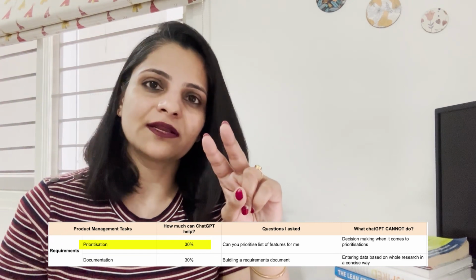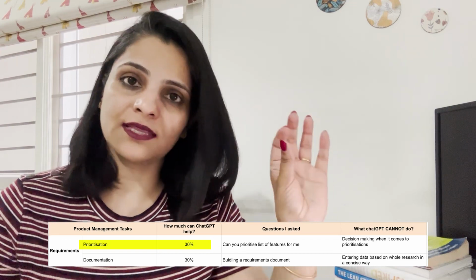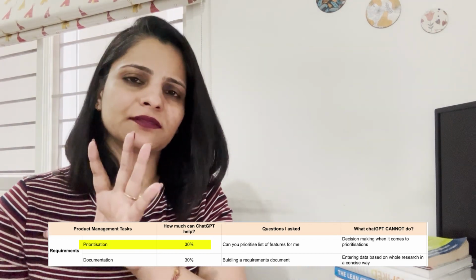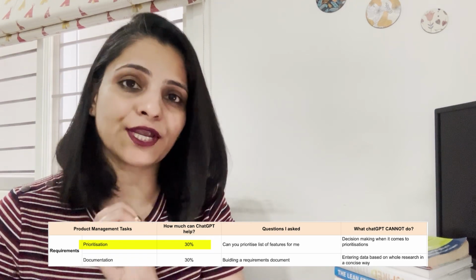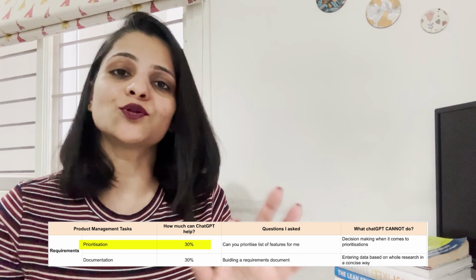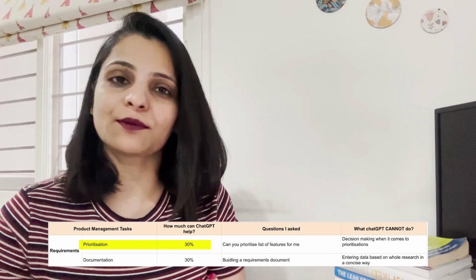And the second one inside this is the documentation. So I think in the prioritization lane, ChatGPT can probably help you, like 30% of answers it can provide you, but another 70% it's on you. So there is no AI tool as of now that is going to replace humans' decision making capabilities.